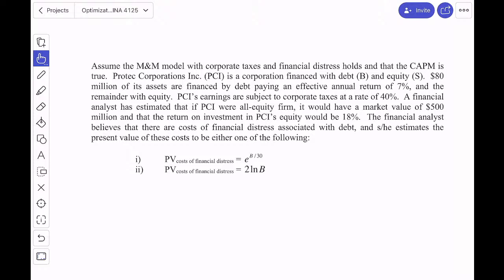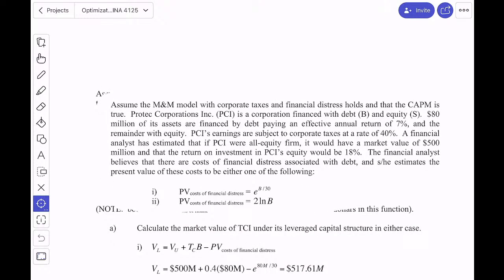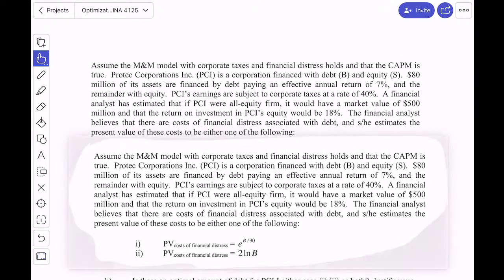The financial analyst believes that there are costs of financial distress associated with debt, and the person estimates the present value of these costs to be either one of the following. So what you're supposed to do is find the optimal level of debt. So I said I'll send you guys these questions and answers after we're done. Let me get rid of this. Sorry, let's get rid of this.